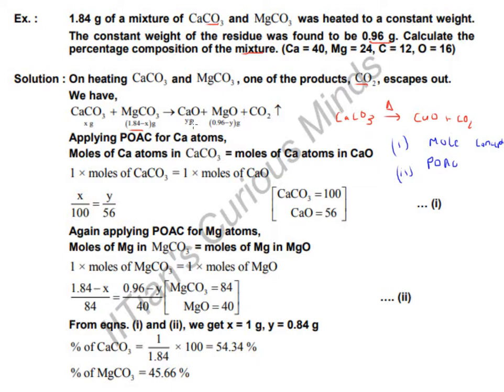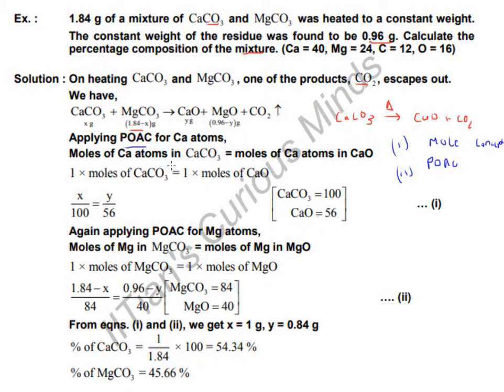So you can see over here in this equation, the reaction is not balanced. You can see oxygen, there are 3 and 3 6, and over here there are 4, you can say, atoms of oxygen if you take one molecule. So let us solve this question using POAC.